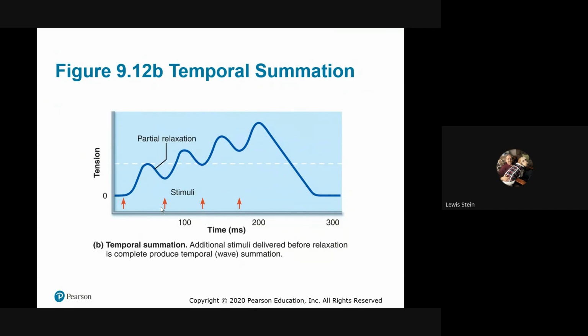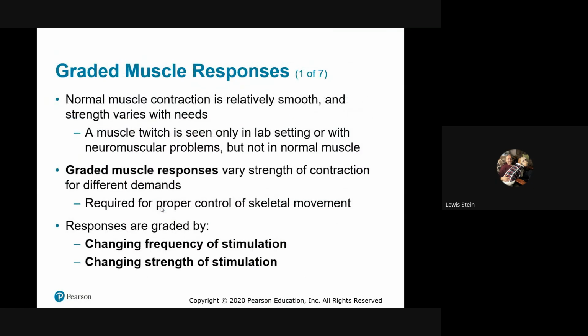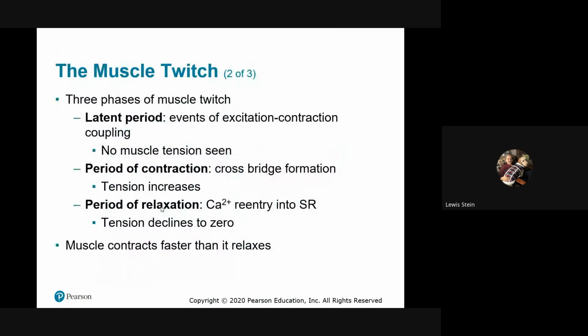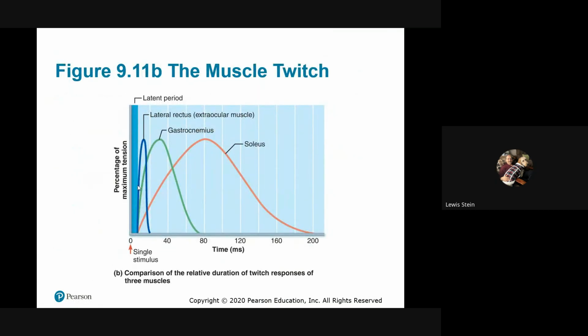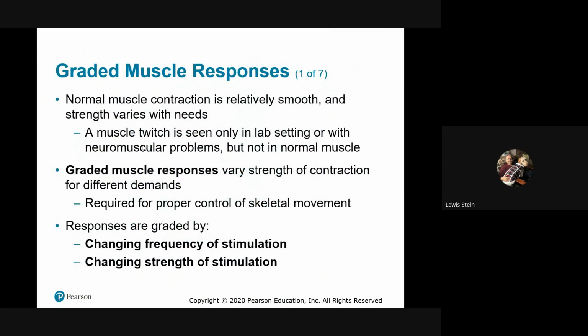I'm not expecting you to know a whole lot about it. What you probably should know about this is the idea there's always a latent period, and it contracts, and then it relaxes faster than it contracts. You should know that different muscles respond differently. Postural muscles and power muscles have a longer span than something we use constantly, like eye muscles, like finger muscles. Totally different. I'm not worried about muscle responses.